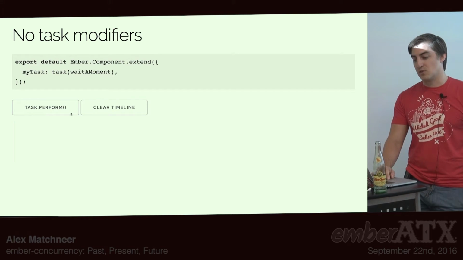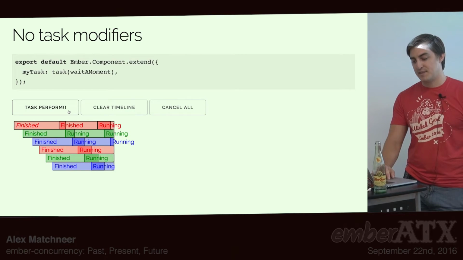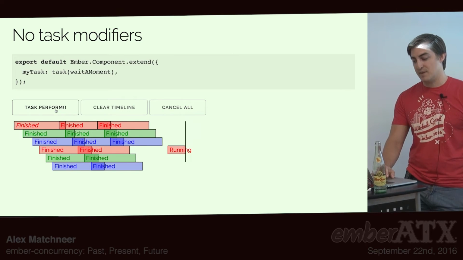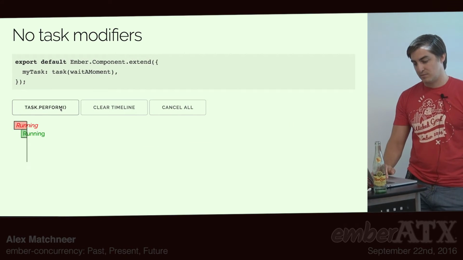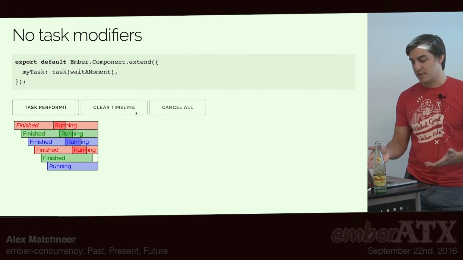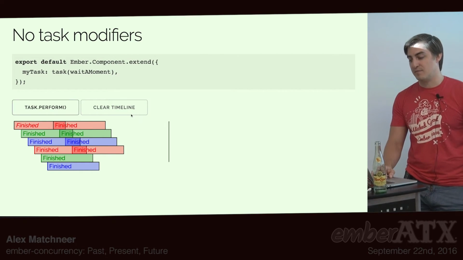And this is what things look like when you don't apply a task modifier. You have a task that runs for a certain amount of time and then completes, but there's nothing stopping these things from running right on top of each other at the same time. There are no constraints that only one of these runs at a time, because I haven't applied any sort of modifier to this task.